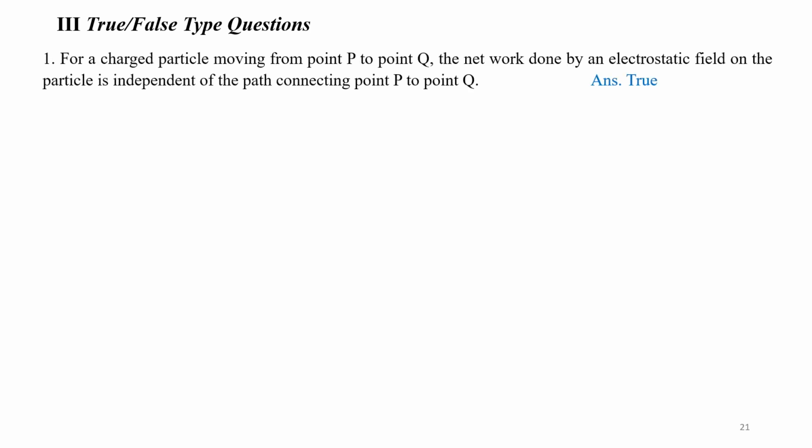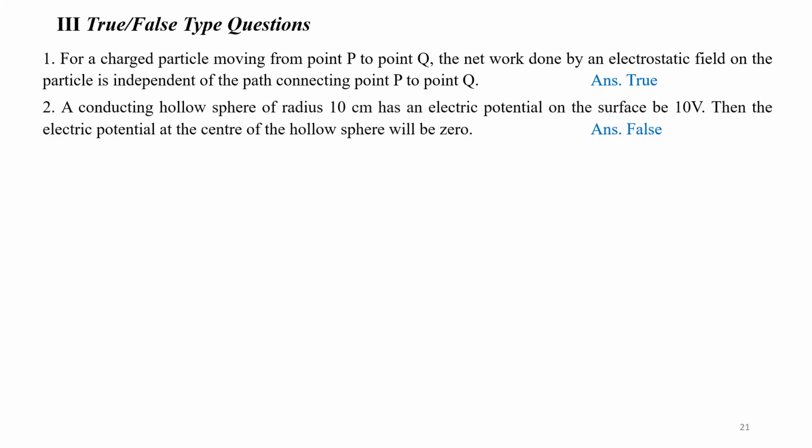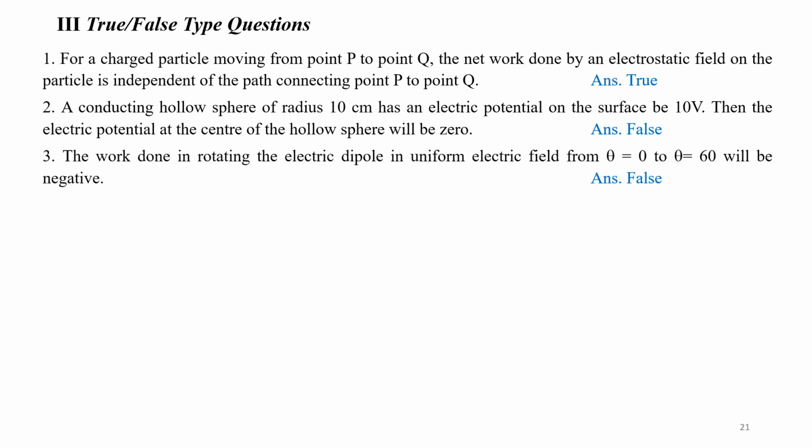True or false type questions. For a charged particle moving from point P to Q, the net work done by an electric field on the particle is independent of the path connecting the points P and Q. This is the conservative principle and it is true. Question number 2. A conducting hollow sphere of radius 10 centimeter has an electric potential on the surface of 10 volts. Then the electric potential at the center of the hollow sphere will be 0. Electric potential is not 0 but constant. Hence this statement is false.